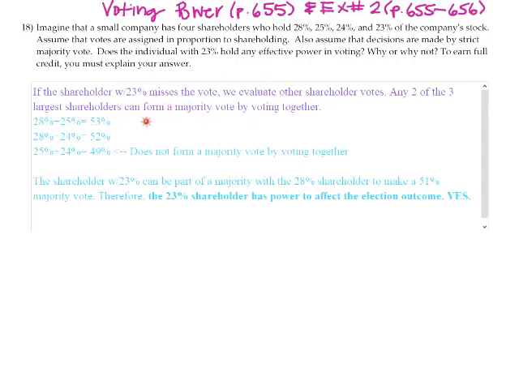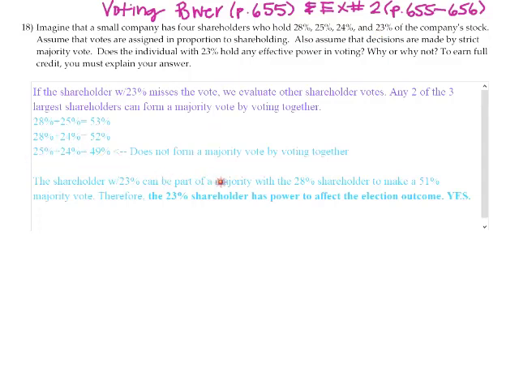So any two of the three largest shareholders can form a majority vote by voting together. As we can see, if the 28% and 25% combine their votes, they'll get a 53% majority. If the 28% and 24% combine, they'll get a 52% majority. However, if the 25% and 24% combine, they'll get a 49% vote, which does not form a majority vote by voting together. And that leaves out 28% and 23%, which will actually form the majority vote in this particular situation.